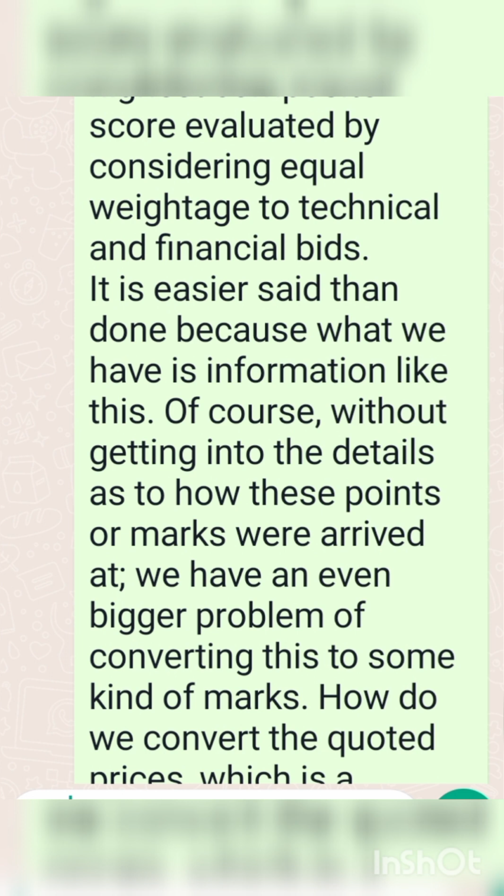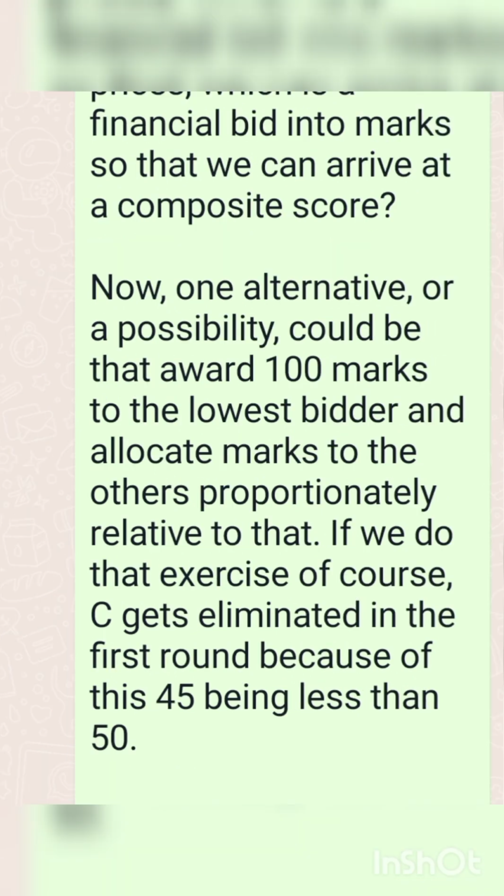How do we convert the quoted prices, which is a financial bid, into marks so that we can arrive at a composite score? One possibility could be to award 100 marks to the lowest bidder and allocate marks to the others proportionately relative to that. If you do that exercise, of course, C gets eliminated in the first round because of this 45 being less than 50.